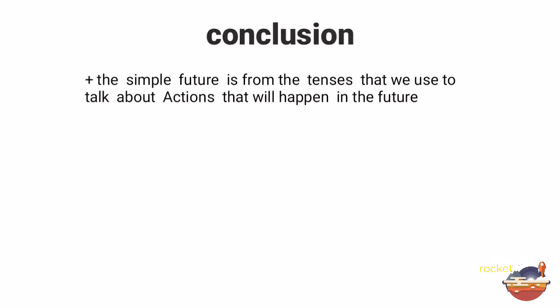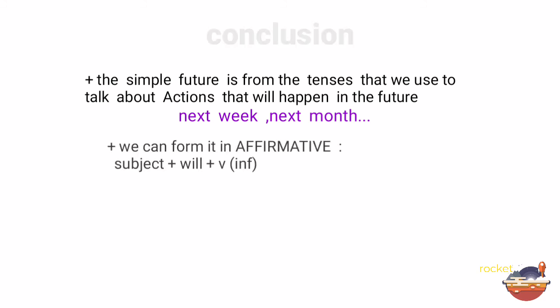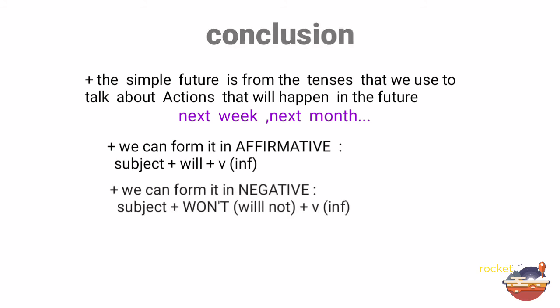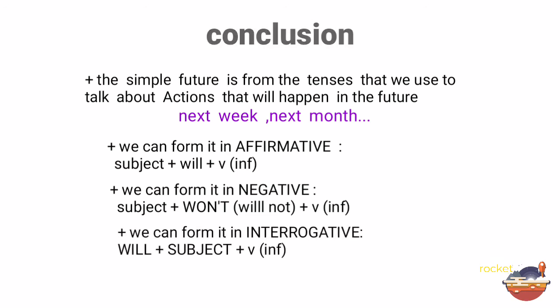Conclusion: the simple future is one of the tenses that we use to talk about actions that will happen in the future, like next week, next month, tomorrow, and so on. We can form it in its affirmative form as follows: subject, will, verb in its infinitive form. We can form it in its negative form as follows: subject, won't, or will not, verb in its infinitive form. We can form it in its interrogative form as follows: will, subject, verb in its infinitive form.